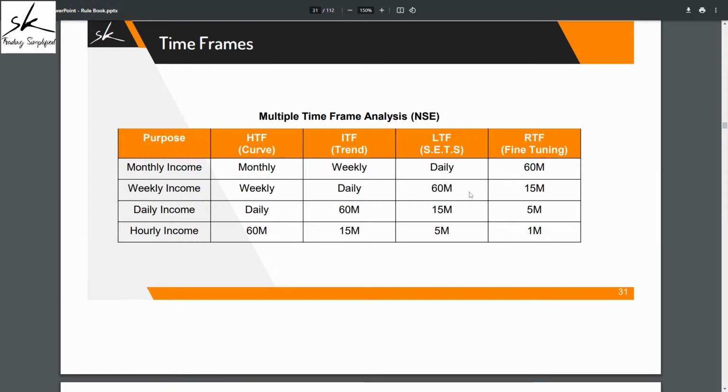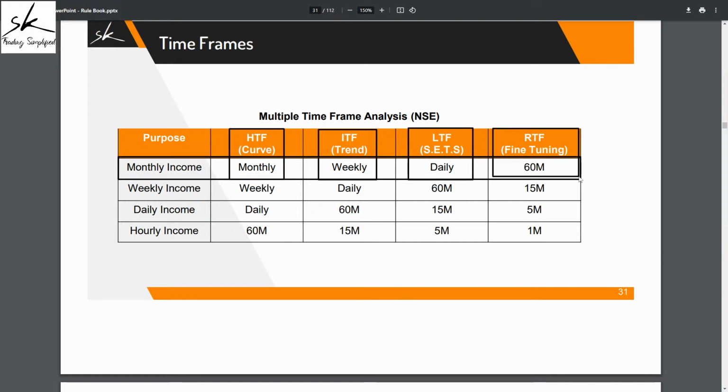So coming back to NSE, because I want to plan monthly income trades. From here, I got to know my time frames will be monthly, weekly, daily, and 60, wherein monthly will be the higher time frame used for curve analysis. Intermediate will be weekly, used for trend analysis. Lower time frame is daily. That is where we get our SCTS from. SCTS stands for stop loss, entry, target, and size.